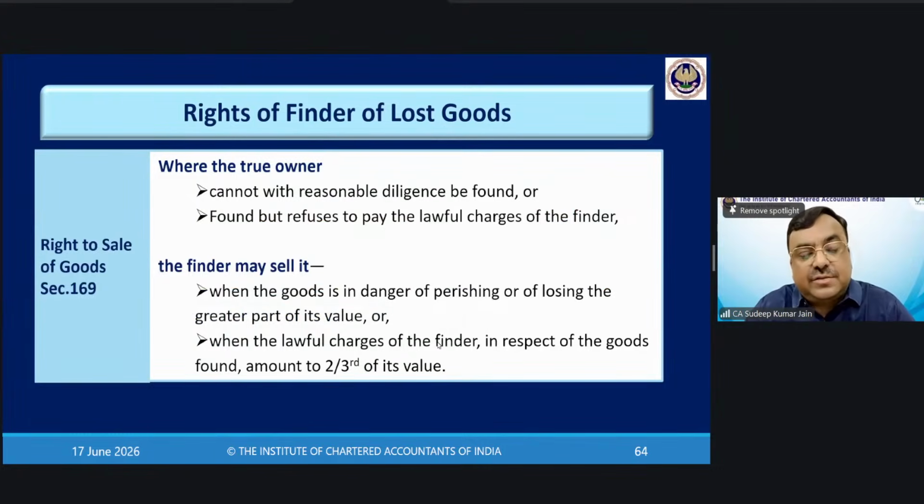Right to sale of goods, section 169. The question may be asked in an exam for 2 or 3 marks: in what cases can the finder of lost goods sell the goods? The finder can sell the goods where the true owner cannot with reasonable diligence be found, or is found but refuses to pay the lawful charges of the finder. The true owner is not found despite a lot of effort, or is found but does not pay the expenses, the 100 rupees that were spent.